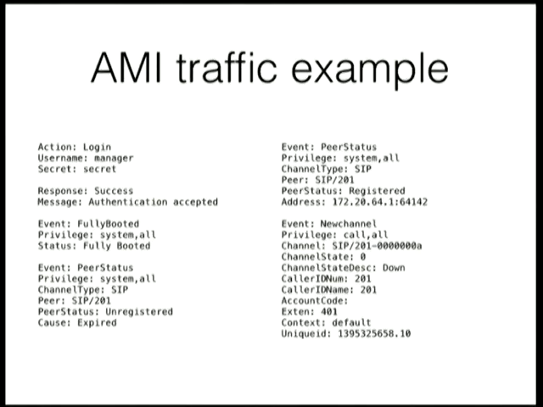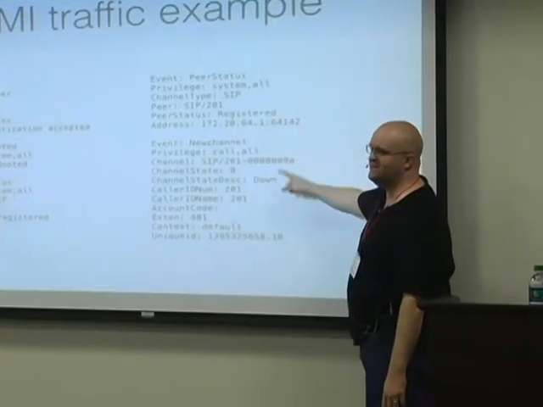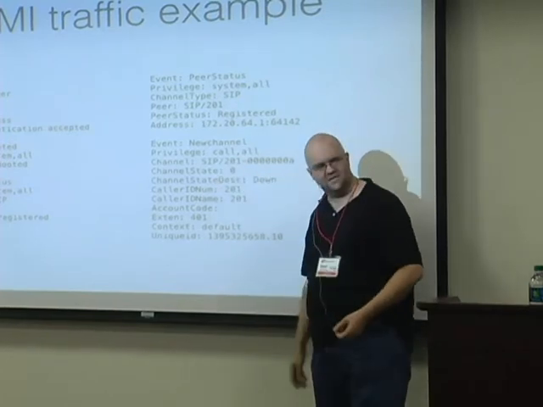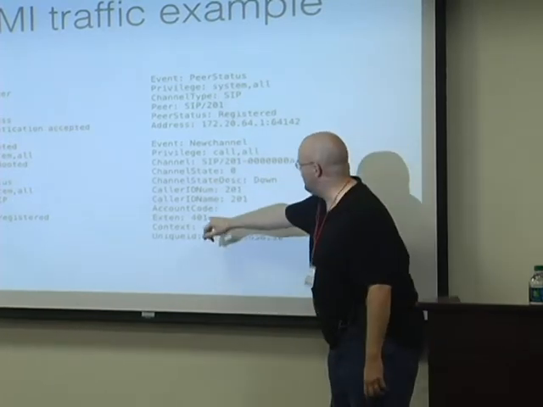Here's just a little example of some AMI traffic. Right here is an action that a client is sending right away just to log in. This is a real simple login. There's more secure ways of logging in than just sending your password in the clear, obviously. They got a response back that says success, and it starts sending events. This guy here says a phone just registered. This guy here said a phone is unregistered. This one says he's registered. And this new channel one is a call being initiated. SIP201 is the phone that's doing it. It says he's dialing 401 down here.